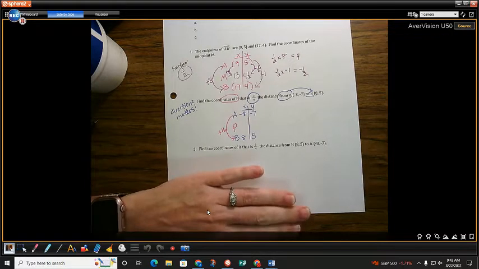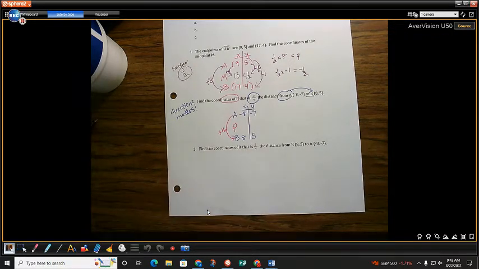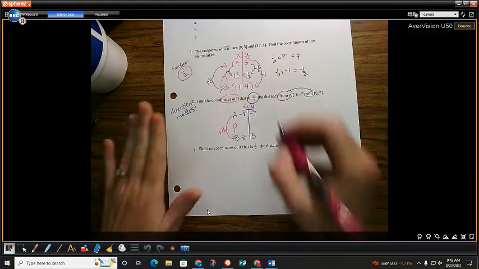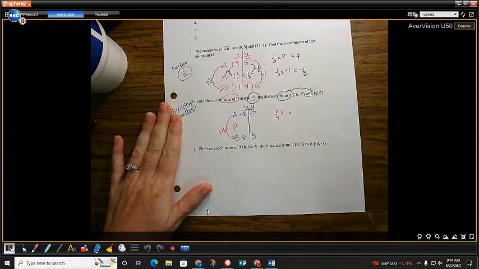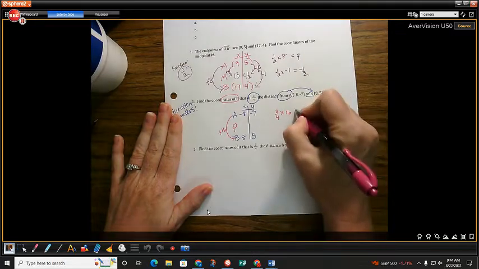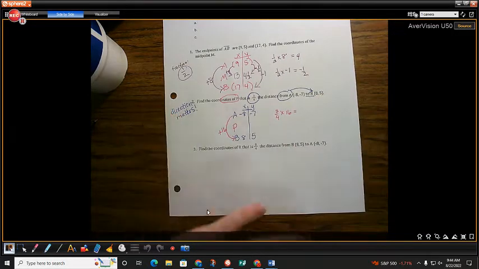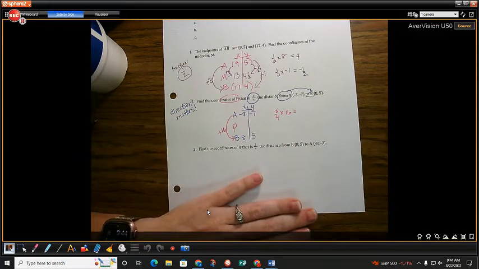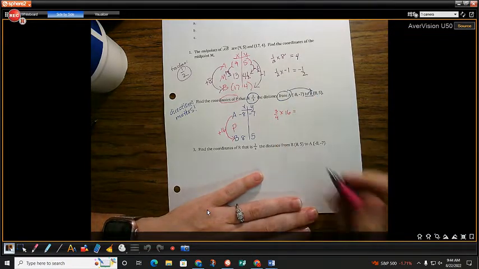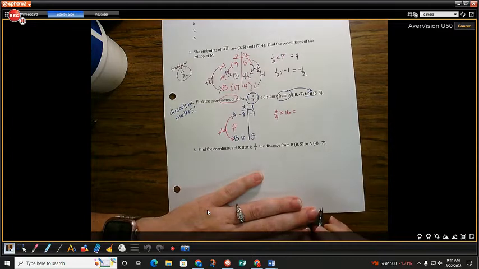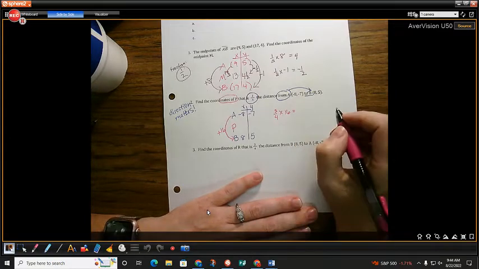When I go to point P, am I going to go the full 16? No. I'm going to go 3/4 of 16. Remember, of means times. And so you have to know how to multiply your fractions. Remember, multiply across the top, multiply across the bottom, and simplify. Or you can cross-cancel. Or you can use a calculator.